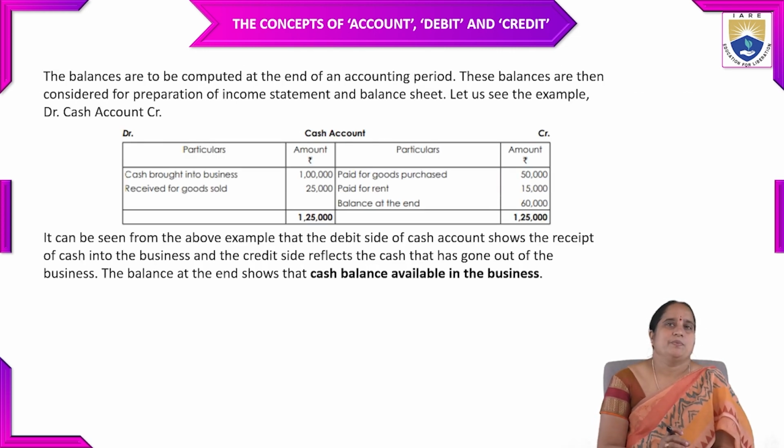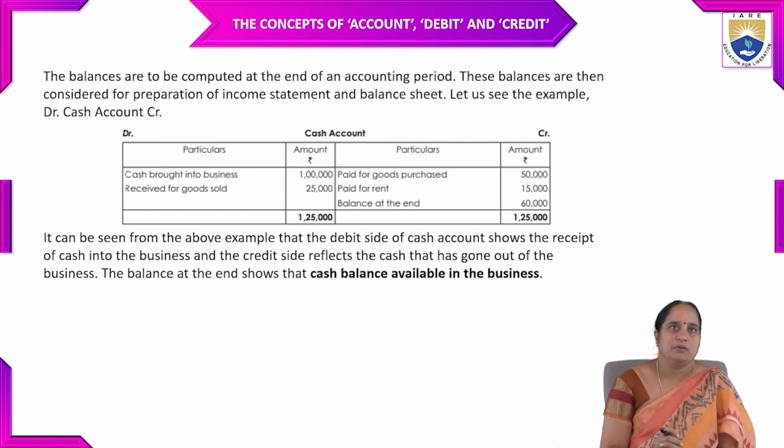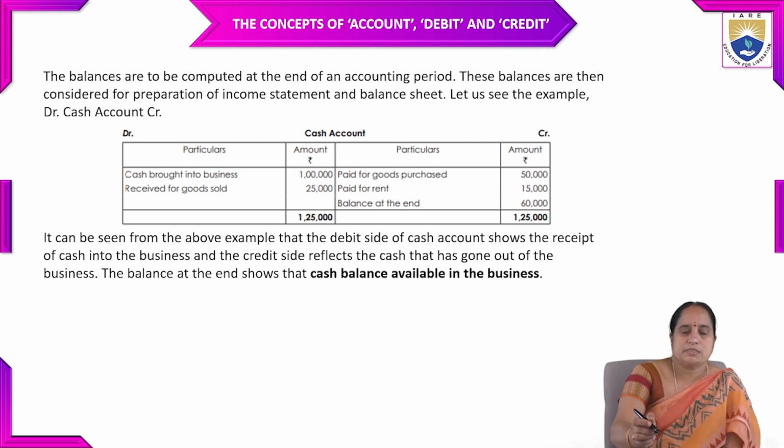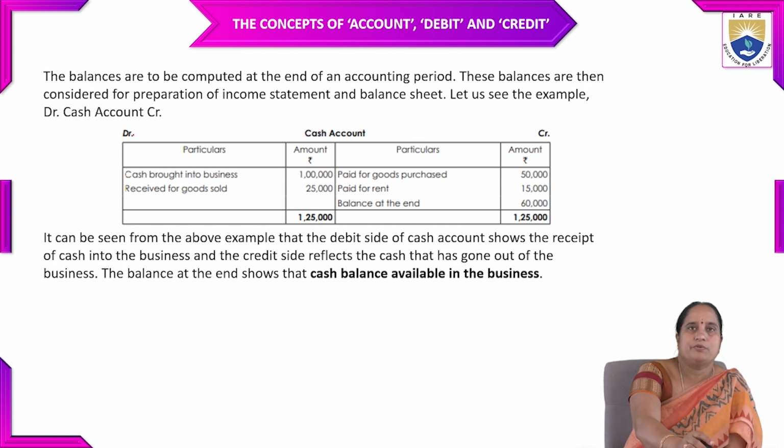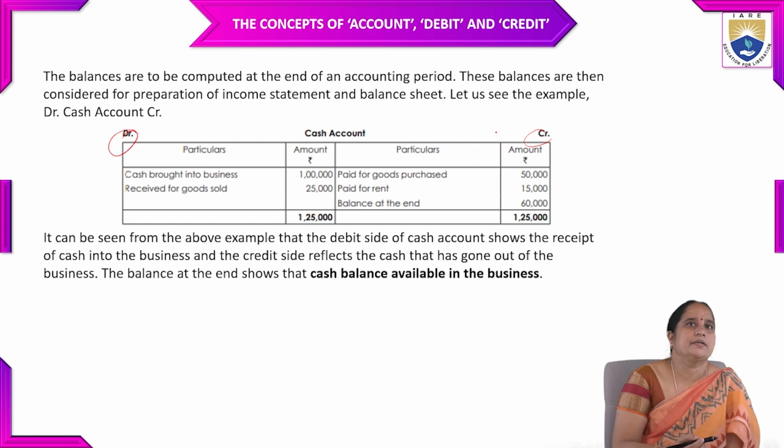The balances are to be computed at the end of each accounting period, and these balances are then considered for preparation of the income statement and balance sheet. Let us see the example: debit, cash account, credit. If you see this cash account, we have two sides. Left hand side is known as debit and right hand side is denoted as credit.